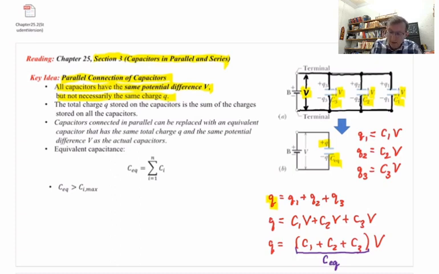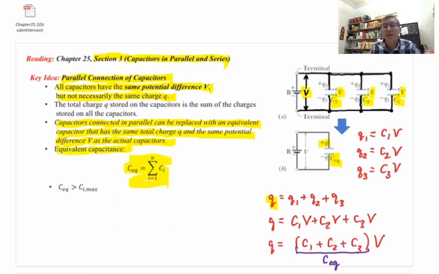So capacitors connected in parallel can be replaced with an equivalent capacitor that has the same total charge Q and the same potential difference V as the original capacitors. And the way you calculate that equivalent capacitance is right here.